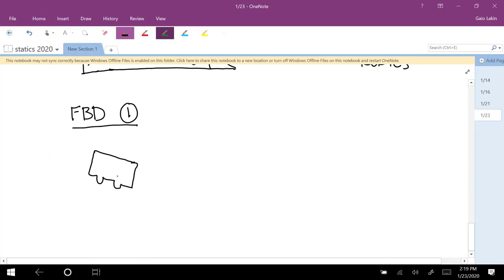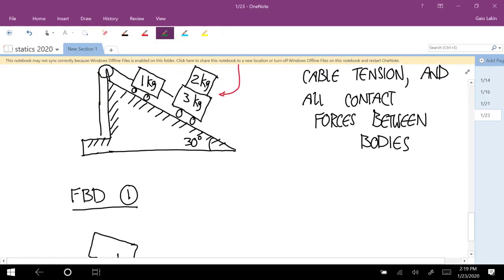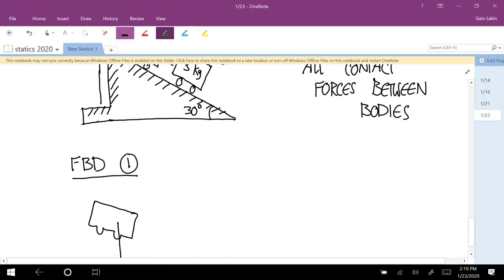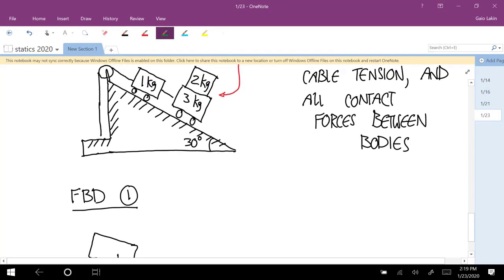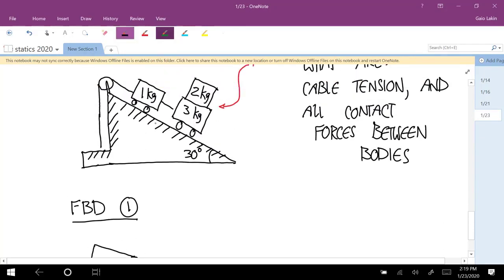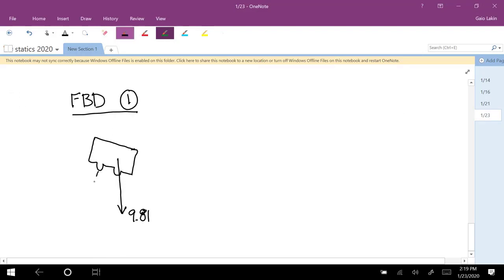There's a weight force. 1 kilogram times 9.81 is 9.81 newtons. And now that we've dealt with the weight, we have to go around the boundary looking for where the surroundings make contact with it. Okay, so starting at the bottom, where is there contact between the 1 kilogram object and the surroundings? The incline, yep. And so that's a normal force because that's a frictionless contact. So that means it's perpendicular to the surface toward the chosen body. So this way. And I'll call that N1.